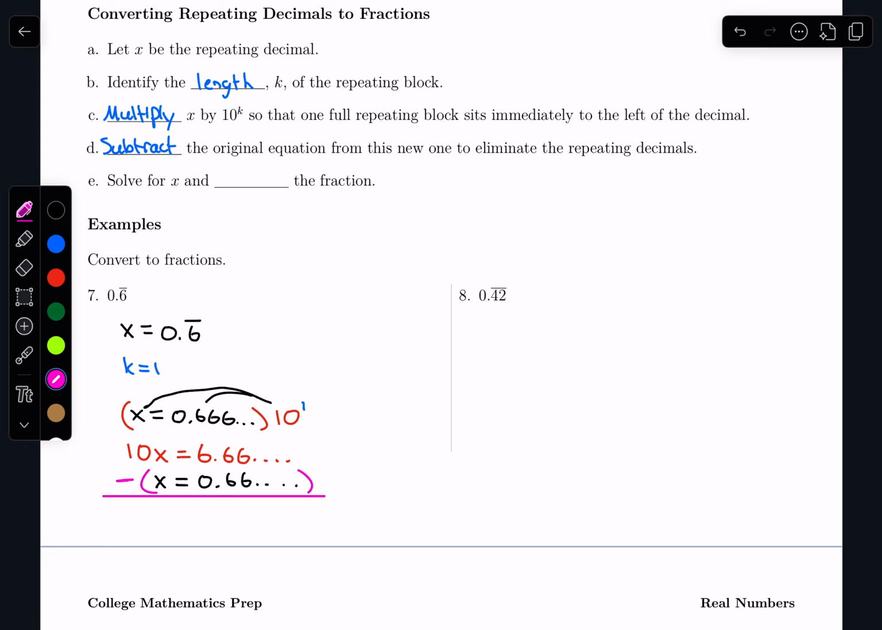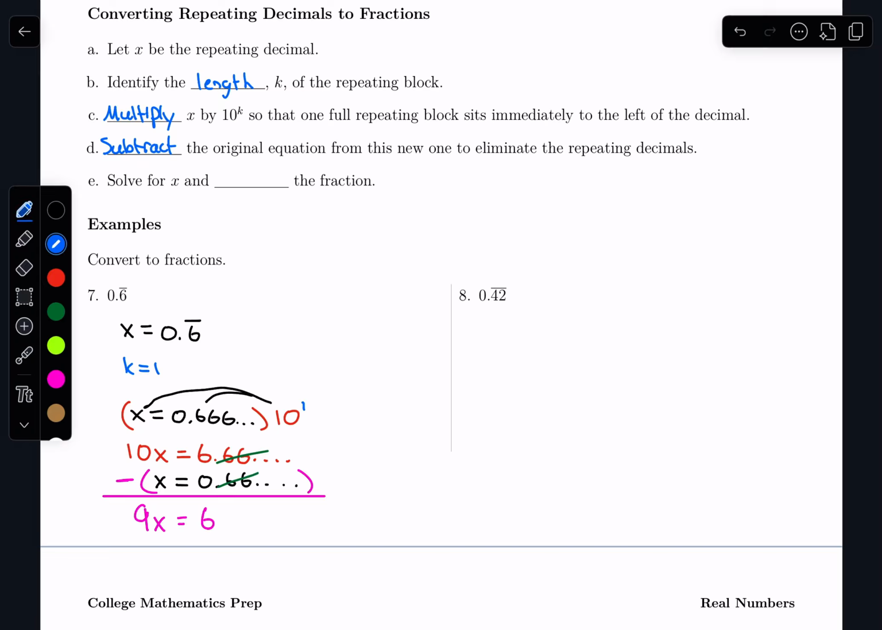Now this is the first time we've done something like this. But the reason we're allowed to subtract like this is because we know that x is equal to this 0 and the sixes keep going. So because we have two things that are equal to each other, we can put minus x on the left and minus 0.66666 on the right because they're the same thing. So we're allowed to do the same thing on both sides of the equation. So now what happens here is on the left side, 10x minus x gives me 9x. And on the right side, the part that repeats, the 0.666, those cancel each other out when we do this subtraction. So we're just left with 6.